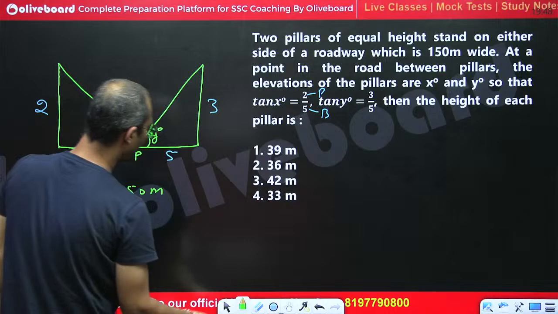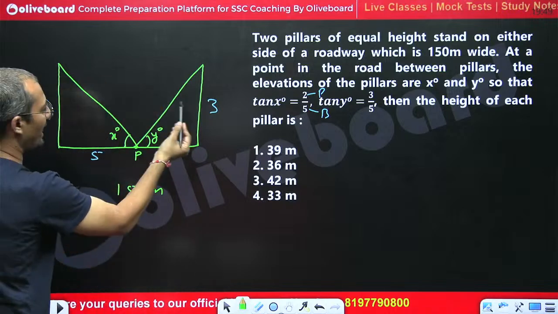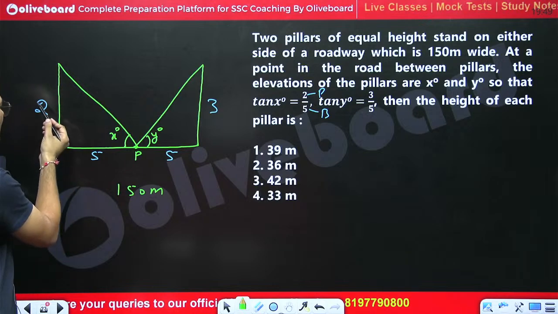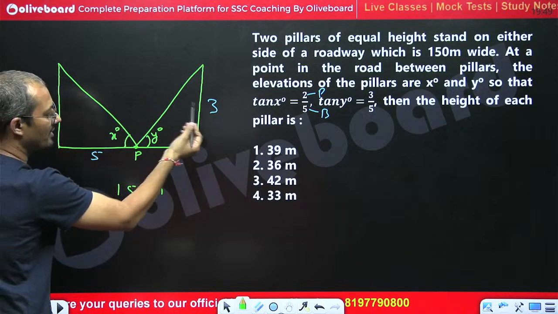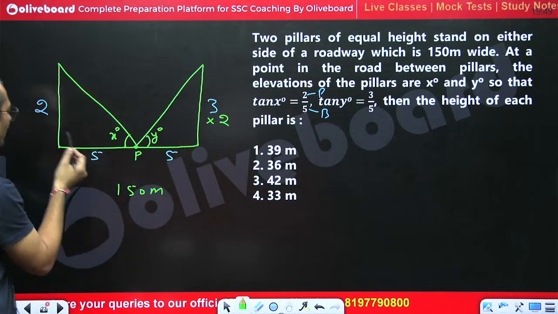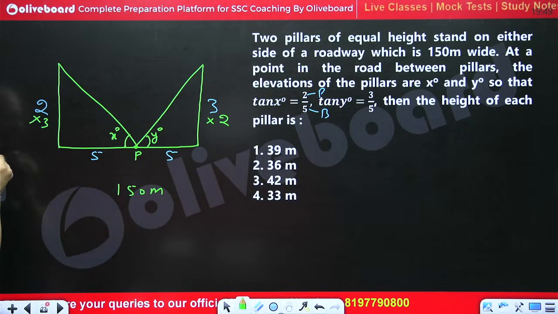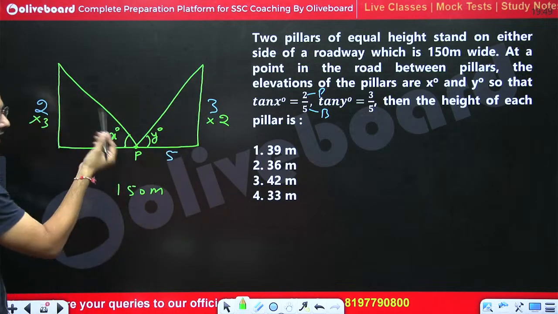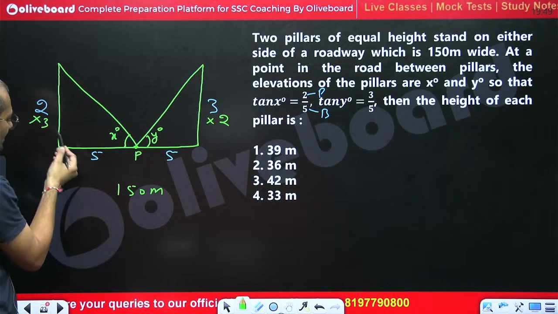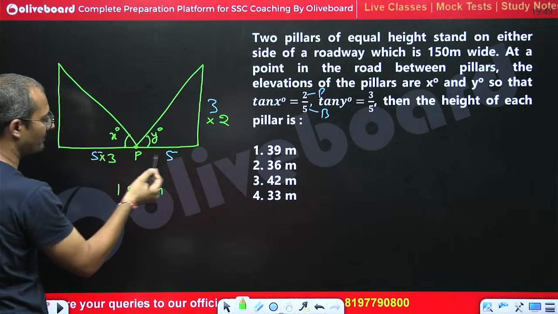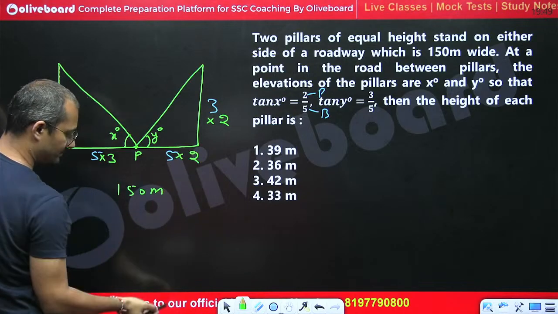So we would make the height of pillar equal. Here the height of pillar is 2, here this is 3. So we will multiply it by 2 here and we will multiply it by 3 there. So we will get 6 unit and here we will get 6 unit. Now the height of pillar is equal. So this is related to this, so we will also multiply 3 here and we will multiply it by 2 here.